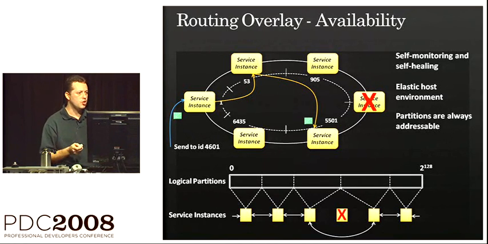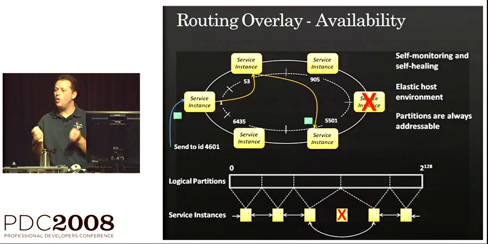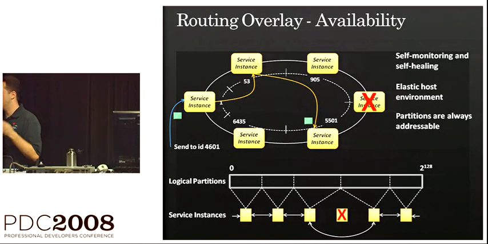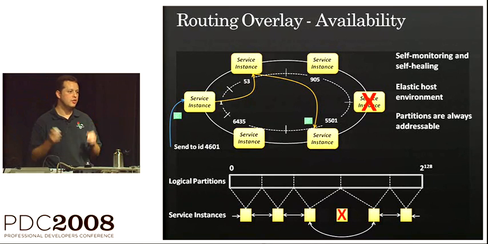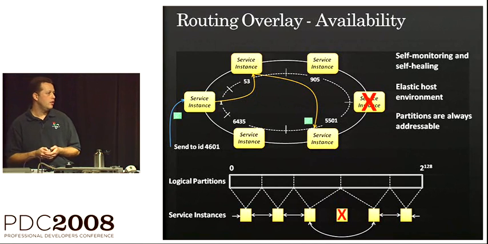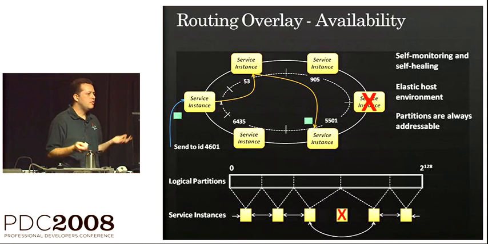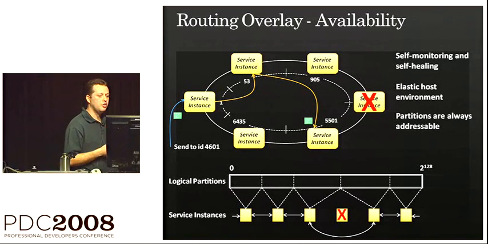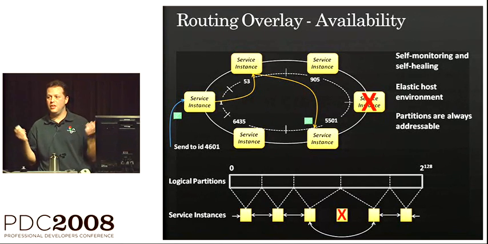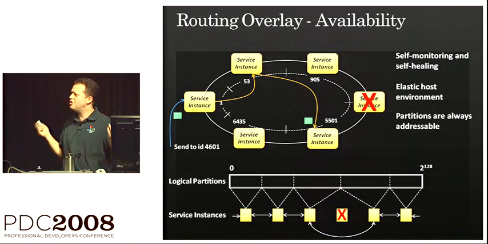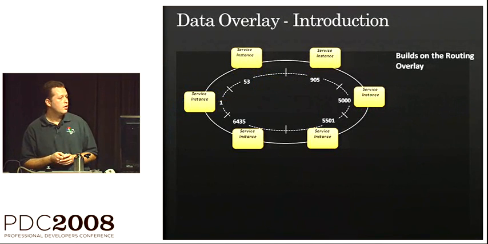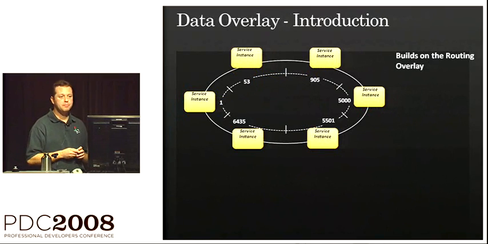So every partition in that address space is always available at any point in time, even when the IT pro is busy taking machines down, adding more machines, changing things around. Machines can fail, and life goes on. The service remains available. And in fact, it doesn't even notice when machines are lost. And from outside the service, there's actually no sign. You're just sending messages in. You receive responses. There's no sign that a failure has actually happened inside the service. So that's the routing overlay.